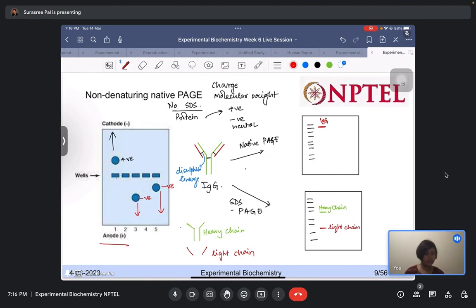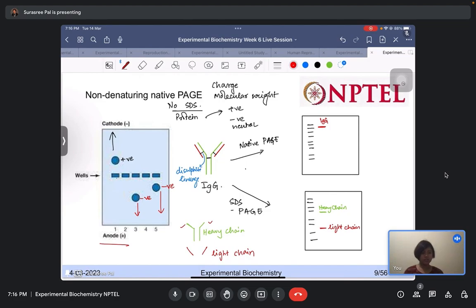Now here there are two heavy chains and two light chains. So these two chains will together form one band. That is why we will be able to see only two bands. One is of heavy chain, another is of light chain. So this is the difference between a native page and an SDS page or a denaturing page, where the protein molecule will be denatured and will also migrate according to its charge and molecular weight.